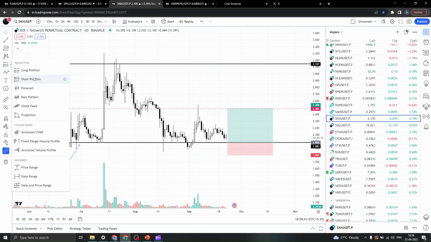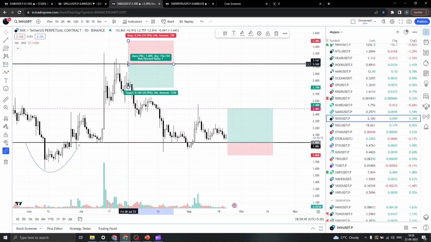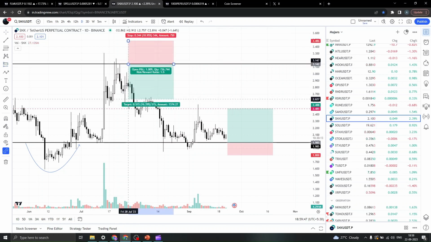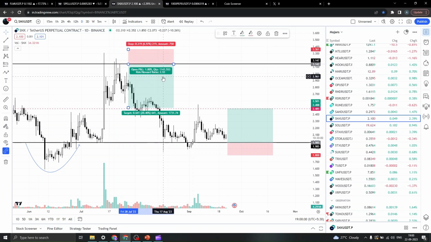Similarly, in the same way, we can take for a short idea also. We just need to do the same thing. We have to drop the tool. Now the green box is our TP, red box is our stop loss. Suppose this is my trade, I'm shorting at this line, mid range is my TP, and this is my stop loss. So this is 2.93 risk to reward ratio, which is a very good trade.